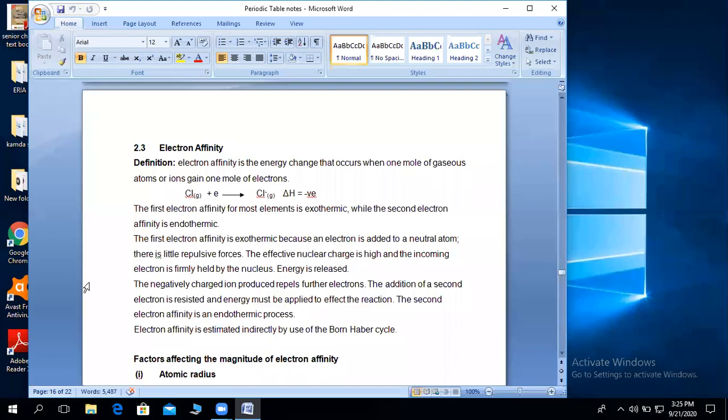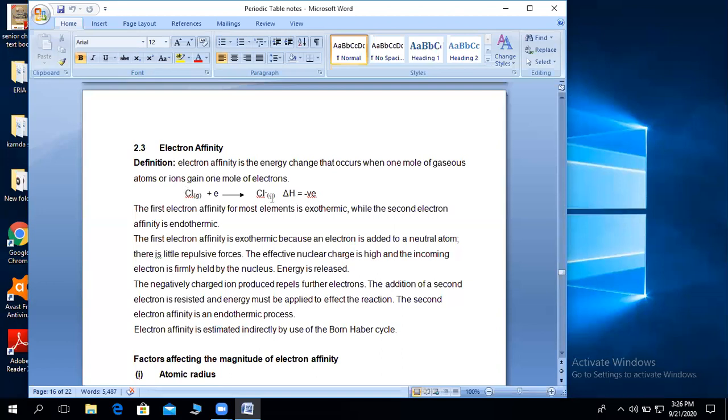And here we are going to start from electron affinity. What is the definition? We first look at the equation. What you have to take note of is that before you add the electron, the atom must be in gaseous state. So the atom or the ion must be in gaseous state, and that is the same case for ionization energy.